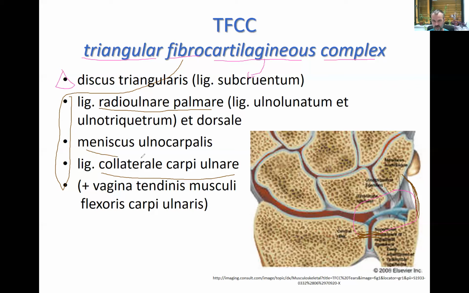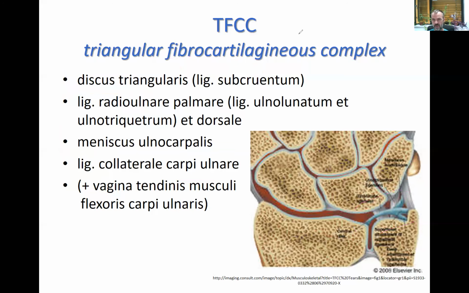And what is called ulnocarpal meniscus, that's a small fibrous structure which is located here. Definitely the disc and the ligaments which are around form the triangular fibrocartilaginous complex, or TFCC, which is very important in clinics and in operations here. So please remember this clinical term, TFCC, triangular fibrocartilaginous complex, and you have to know that it is composed of the disc and ligaments. That's the most important information.